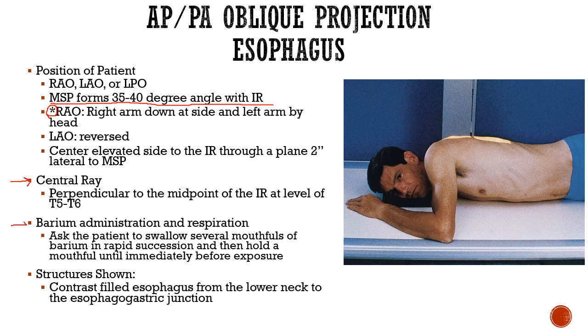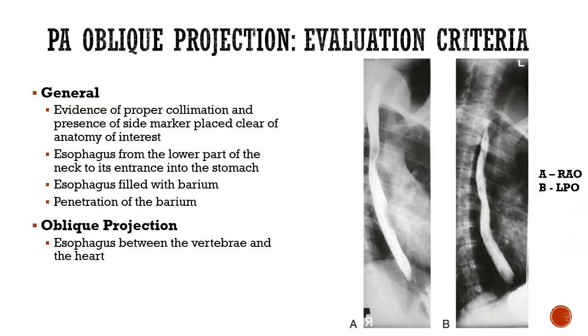We're going to have the same barium administration and respiration instructions and the same structures shown as the AP and PA projections. The only extra thing we need to add for our evaluation criteria is we have an esophagus between the vertebra and the heart. On the left is the RAO position, and on the right we've got the LPO position.